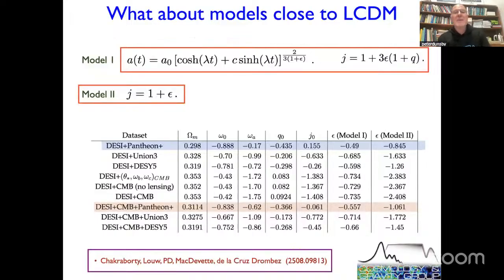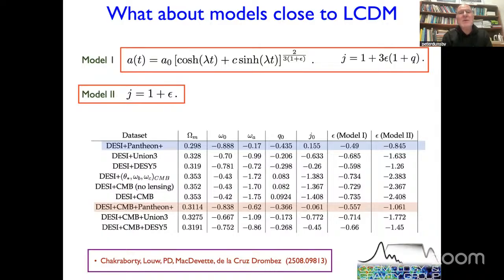Okay, so to end this talk, I just want to mention some recent work that we've done on the cosmographic degeneracy that I talked about at the beginning of my talk. The question we wanted to address was this: we know what happens for an exact lambda CDM model, right? For an exact lambda CDM model, w dark energy is -1 and J is equal to exactly 1.